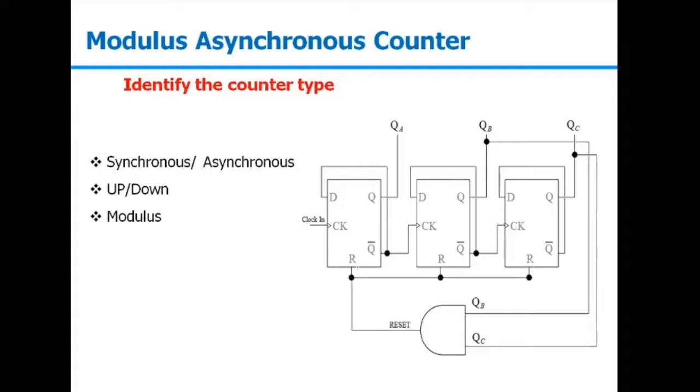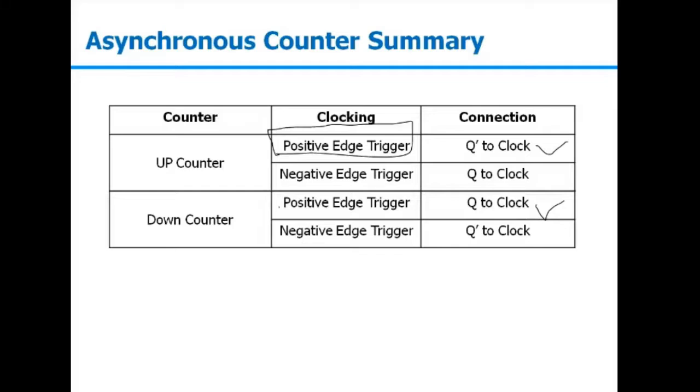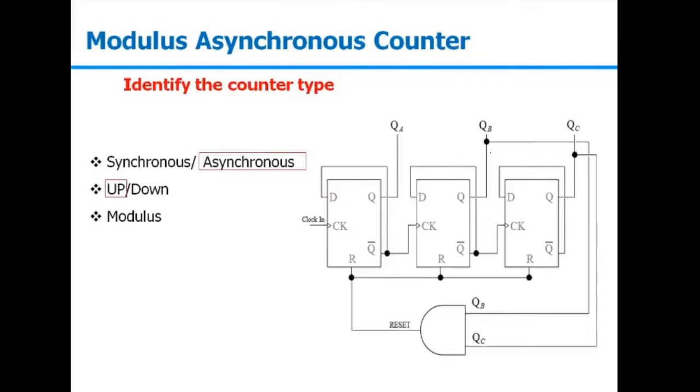You need to identify the counter type. First, whether it is a synchronous counter or an asynchronous counter. See the clocking strategy. If a single clock is applied to all the flip-flops, it is synchronous. But in this case, the clock is only applied to the first stage, and for the remaining stages the output of the previous one works as a clock. So this is an example of an asynchronous counter. Next question, is it an up or down counter? See the clocking strategy. You are working with a positive edge clock and you are connecting Q bar to the clock. Positive edge and Q bar is an example of an up counter.